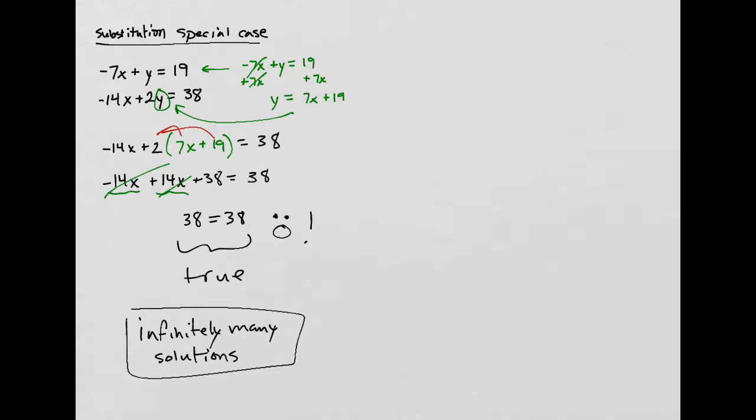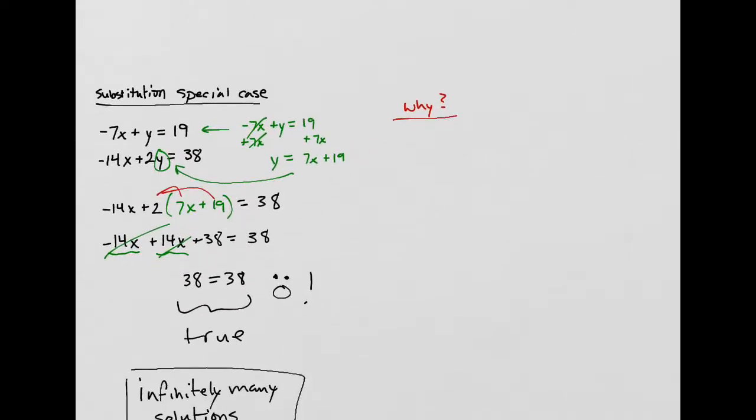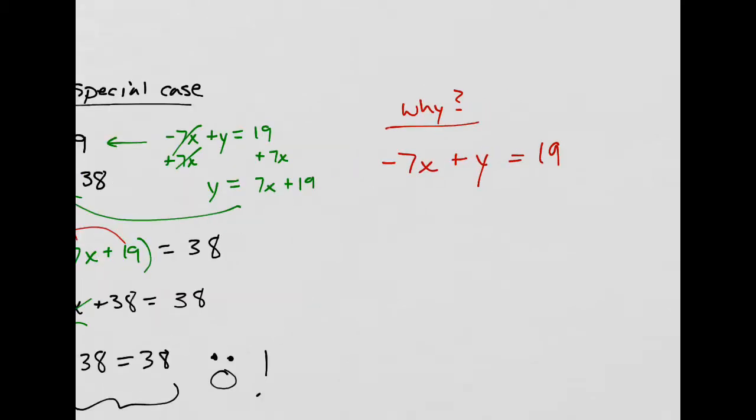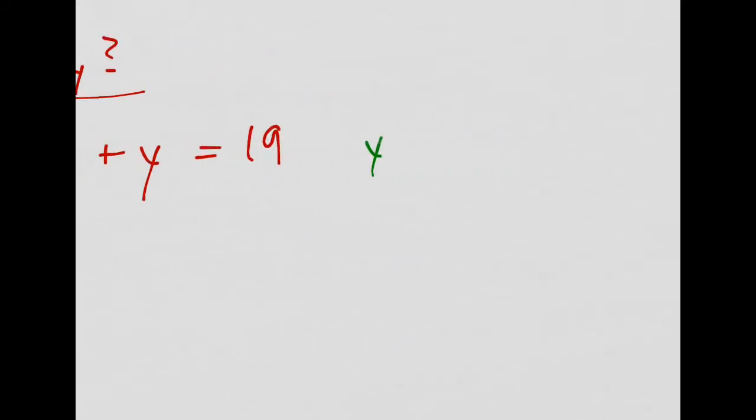There's some specifics, and I'll show you why. So this is the why part. Why? Well, let's graph them. Because remember, the whole entire idea behind this is that the solutions are where the lines cross, or where they're the same. They share the same ordered pair. So let's take a look at this negative 7x plus y equals 19, and I'm going to get into y equals mx plus b form.